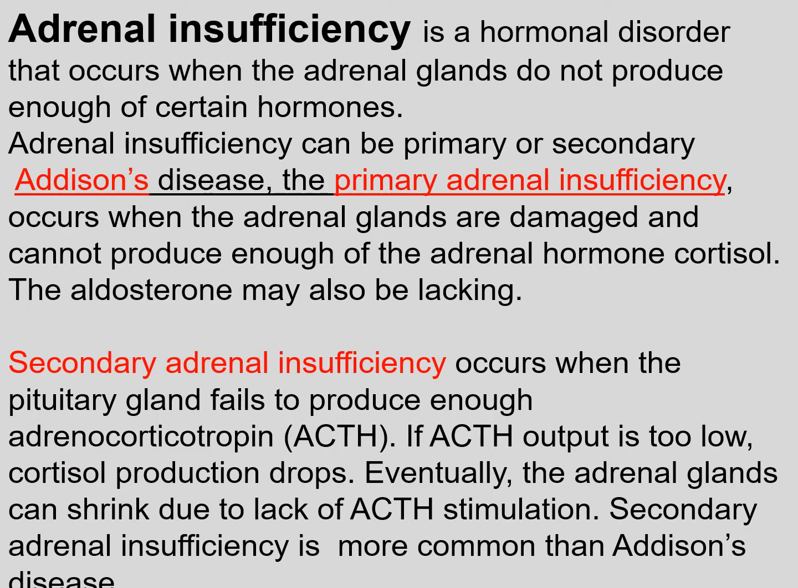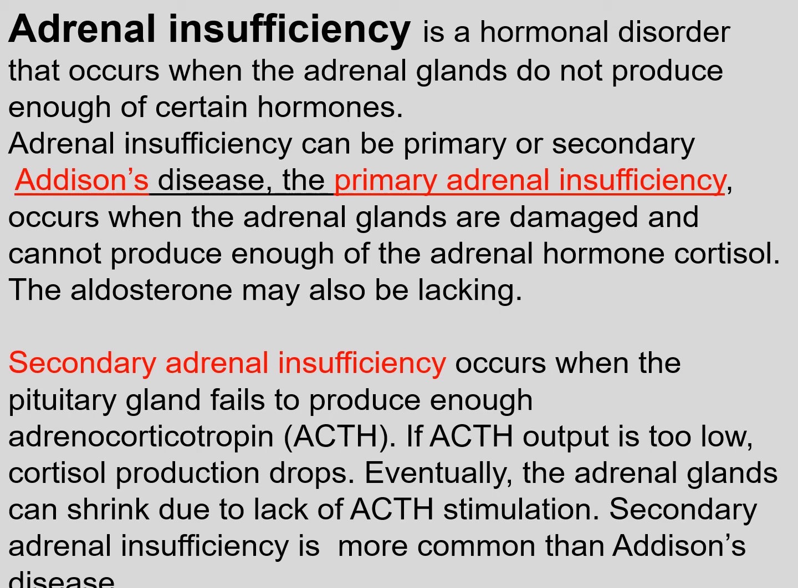When we talk about adrenal insufficiency, we have to know what it is. It's a hormonal disorder. What happens? The adrenal glands do not produce enough cortisol. So we study two types of adrenal insufficiency: primary adrenal insufficiency and secondary adrenal insufficiency. What happens in primary? The adrenal glands themselves are damaged and cannot produce enough of the hormone cortisol. And in addition to cortisol, there may be a deficiency of aldosterone as well.